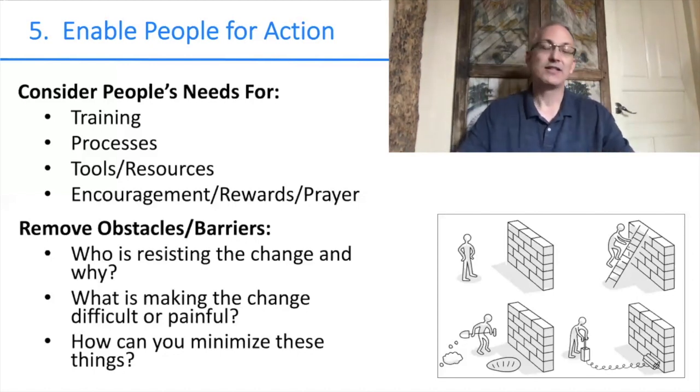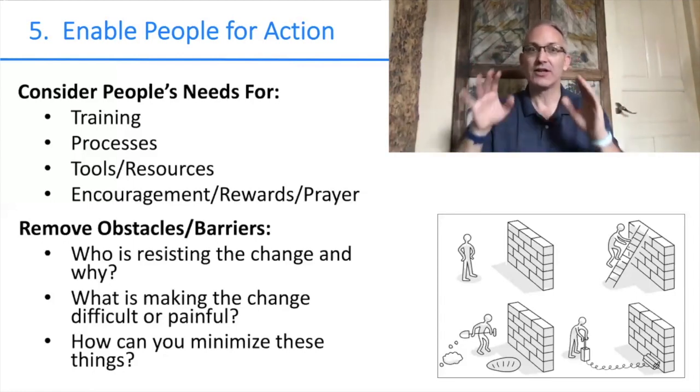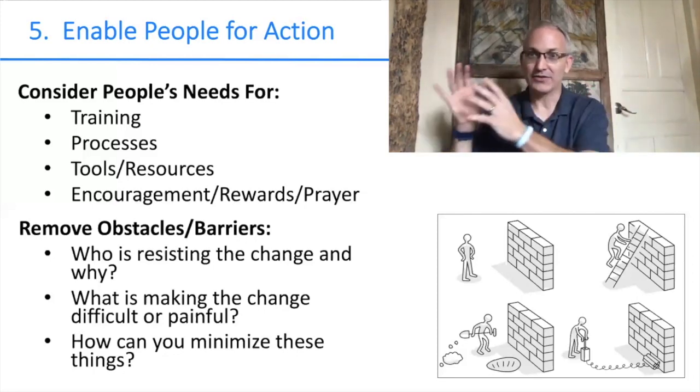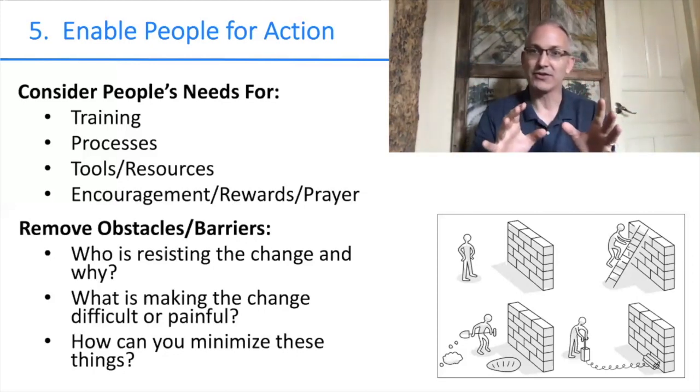Maybe he needs to just blow up the wall and completely remove the obstacle altogether. Or maybe we just realize we can encourage him to walk around the wall. Whatever the answer is, our job as change leaders to enable people for action is to think about what their needs are in order to make the change, and think about what obstacles and barriers are in the way and how can we minimize or eliminate those things. And then we've enabled people for action.